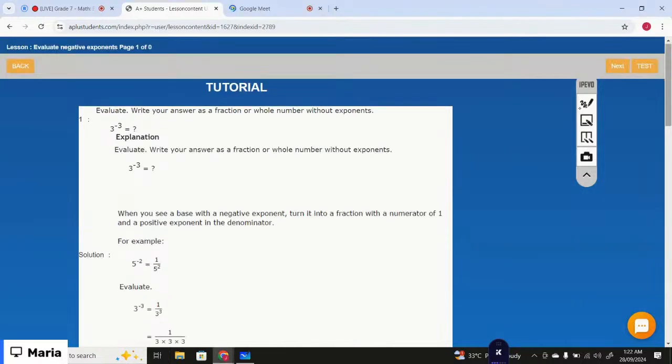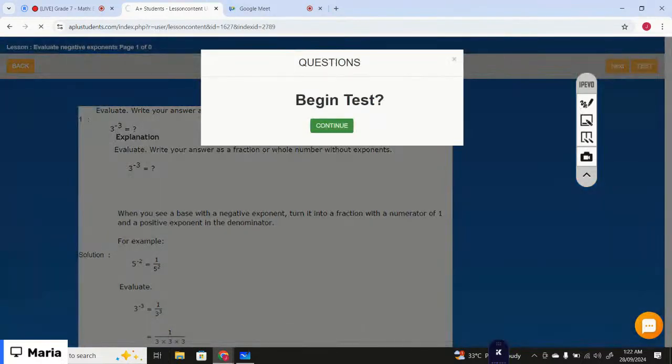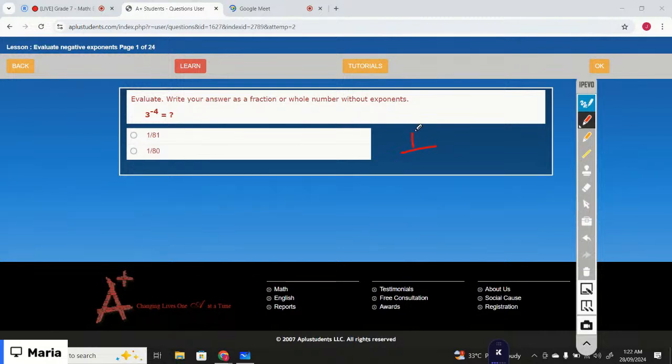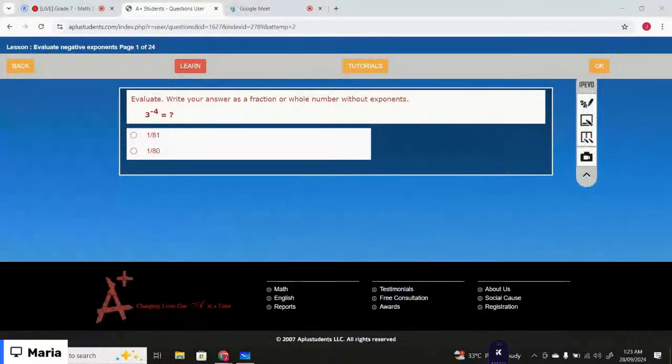Let's just start with the test questions. That is evaluate 3 exponent negative 4. So which is the correct option? First thing is you need to write it in fraction form, 1 over the positive exponent, that is 1 over 3 exponent 4, and then you can evaluate 3 exponent 4. It would be 3 times 3 times 3 times 3. 3 times 3 is 9, 3 times 3 is 9, that is 1 divided by 81. Option number 1 is the correct option, that is 1 over 81.